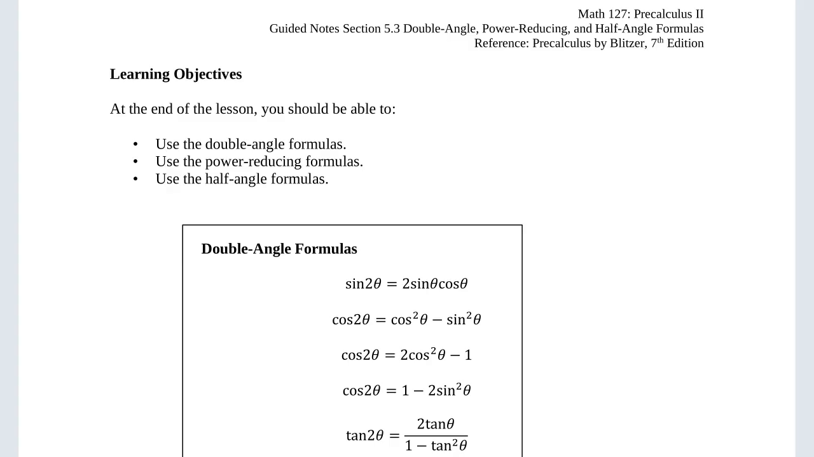expressions involving angles that were not directly available from the special right triangles or the unit circle. Those formulas allowed us to create exact values using combinations of known angles. So for today, we will build on those ideas and introduce three new families of formulas that are derived from the sum and difference formulas.